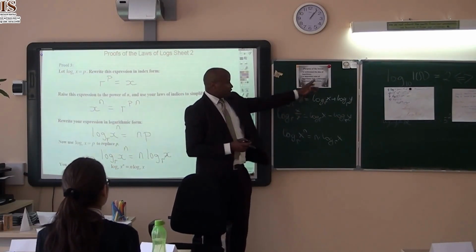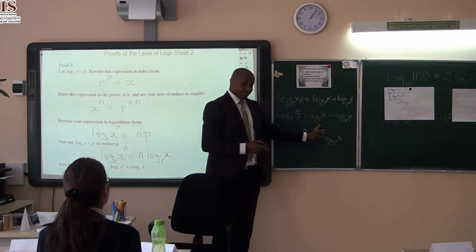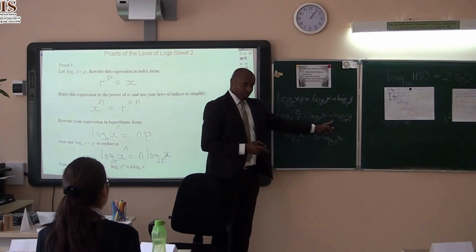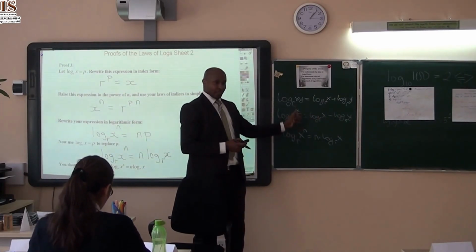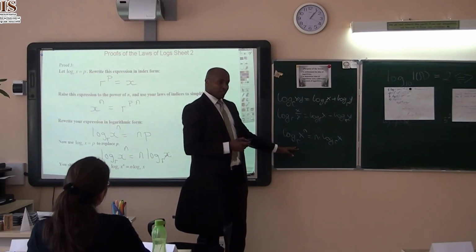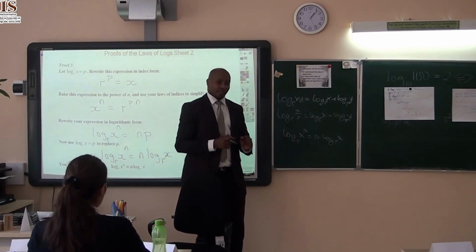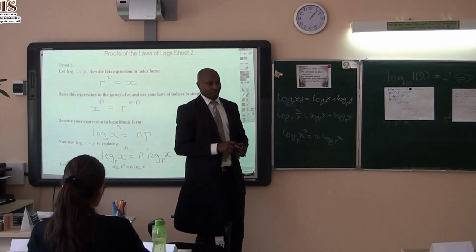Then we have the subtraction rule of logarithms. We have two logarithms with the same base, and you have subtraction. Then we divide x and y together. And lastly, we have the power rule. The log of x to the power of n, base r, can be written in a different way as n log x to the base of r.